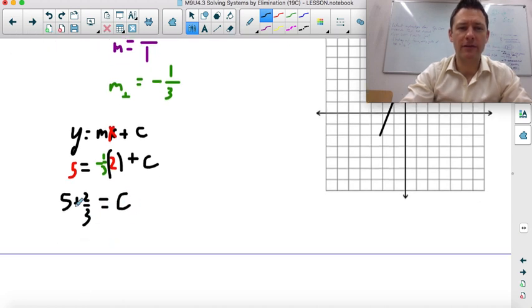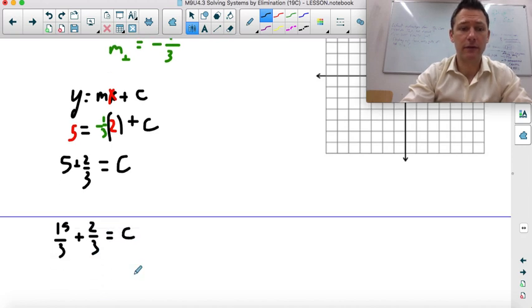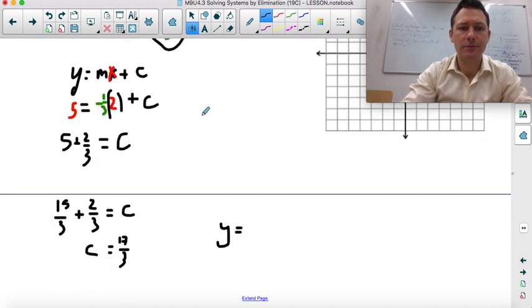So we could figure out, let's see, we have to add fractions. 5 is 15/3, and 2/3 is 2/3. We can add those, so that should be 17/3, right? So c is 17/3. And now we can plug it back into the y equals mx plus c equation to give you the whole equation. So you get y equals the slope that we know we need, negative a third x plus our intercept that we found, 17/3.